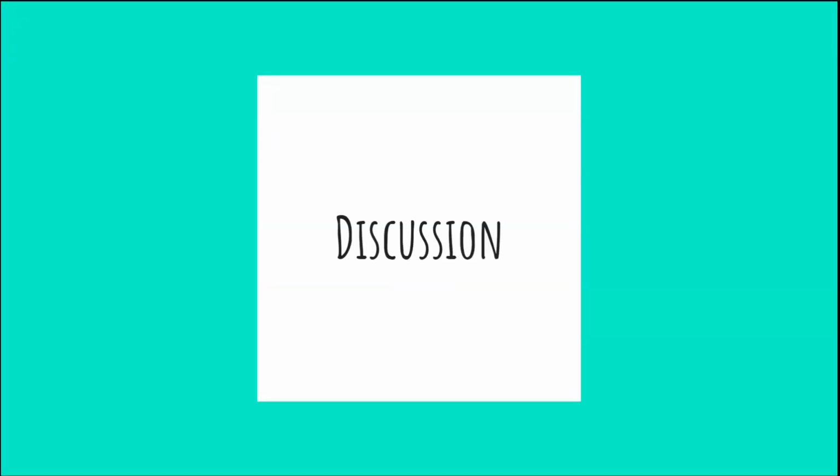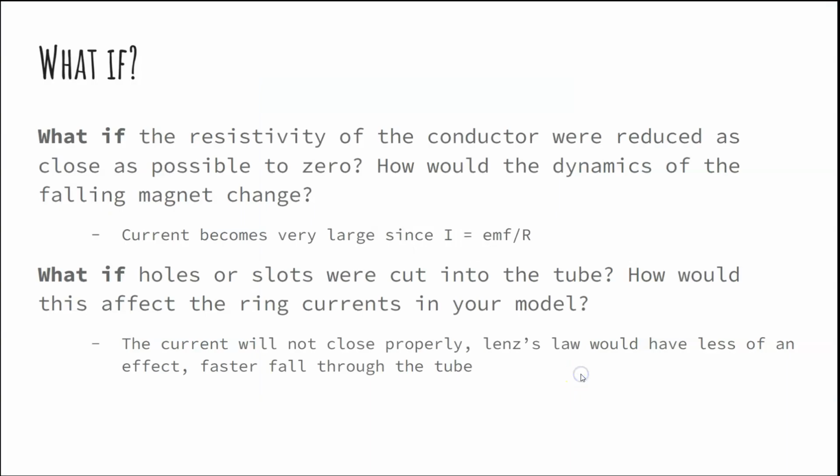Going into a little bit of discussion about some what-ifs. We have the resistivity. What if the resistivity of the conductor were reduced as close as possible to 0? How would the dynamics of the falling magnet change? Well, if we have no resistivity from the metal, taking this formula straight from Lenz's law, that R is going to go to 0. If R goes to 0, that means that I is going to go to infinity. So the current will become very, very large.